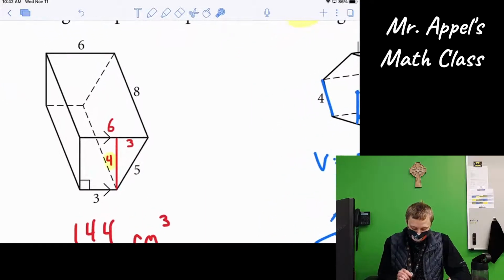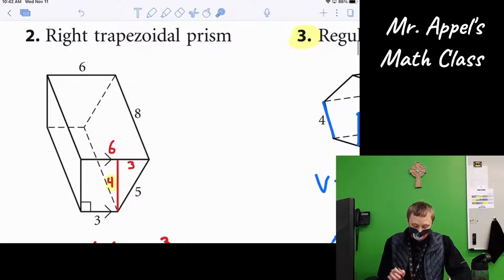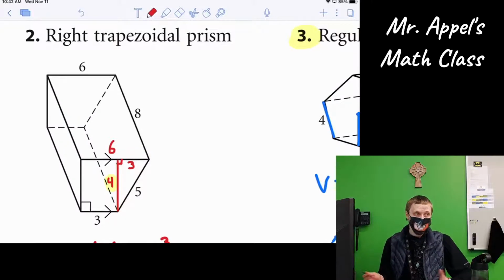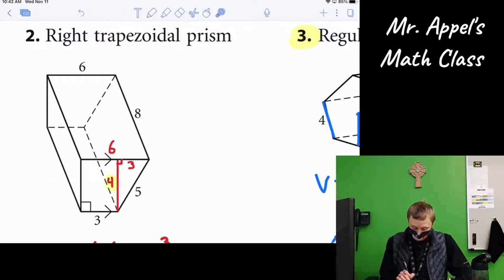We've got to use a sneaky little trick here. I'm going to draw in an extra line here. And this only works because it's a right trapezoidal prism. I can draw another line and make this also at a right angle. Remember, you're allowed to draw extra lines. I believe I mentioned that once before. And when you do that, now this 5 becomes the hypotenuse of my triangle. And if I know this base is 3, that means up here this much is 3. 6 minus the 3 leaves me 3 for this side of my triangle.